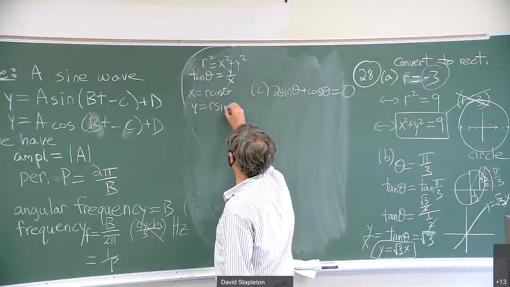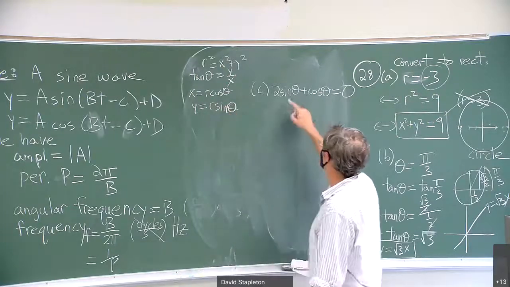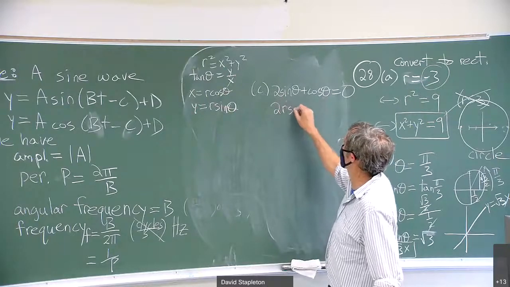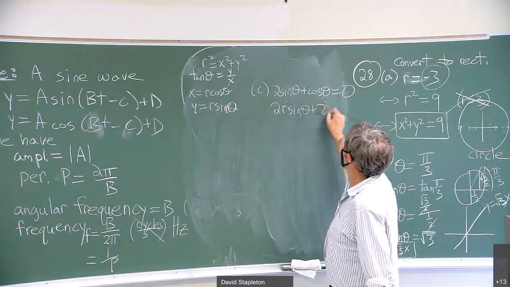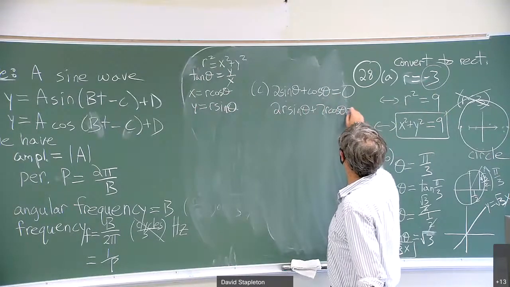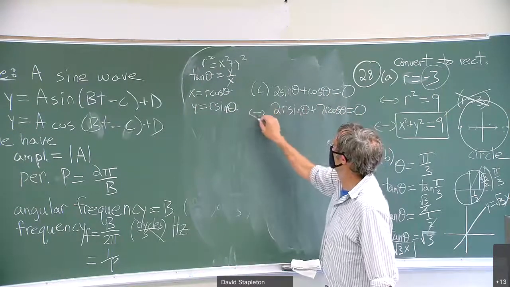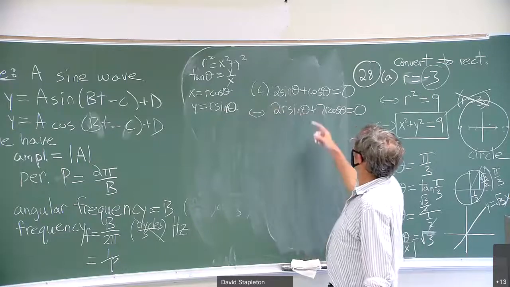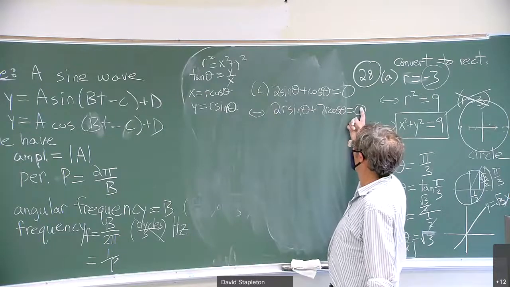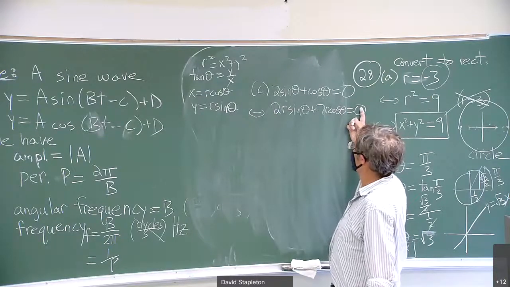So if I have r sine theta or r cosine theta, I don't have this here, but if I multiply both sides by r, I have 2r sine theta plus 2r cosine theta equals 0. And that's an equivalent equation, right? I have to be careful because when I multiply here, I made r equals 0 a solution. That's the pole, the origin.